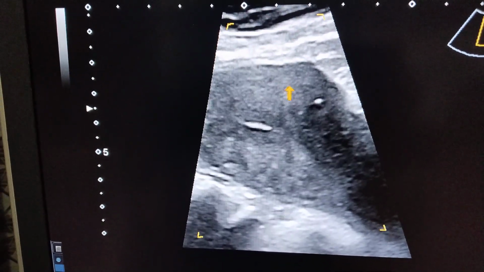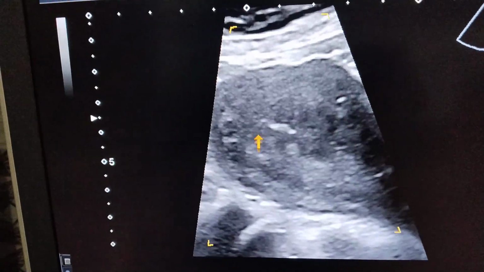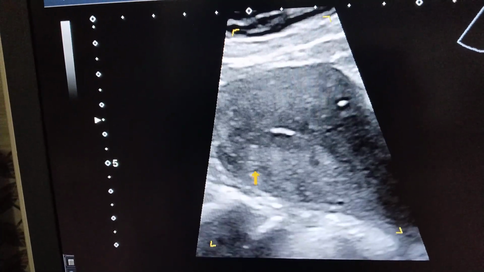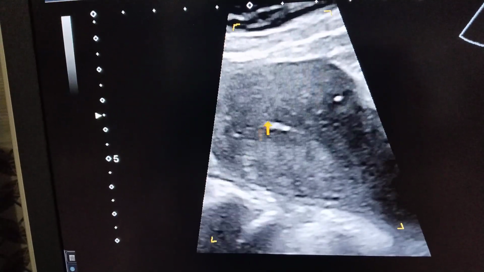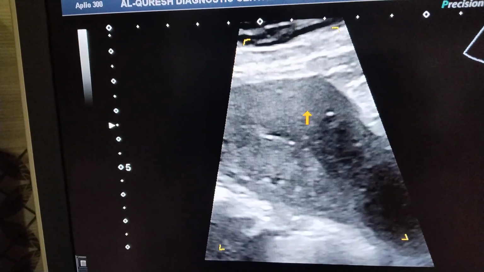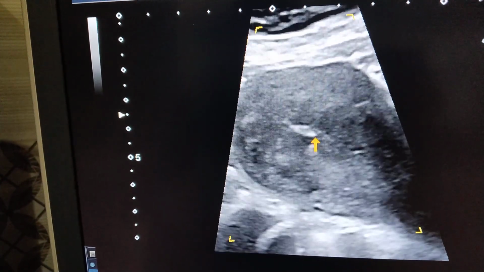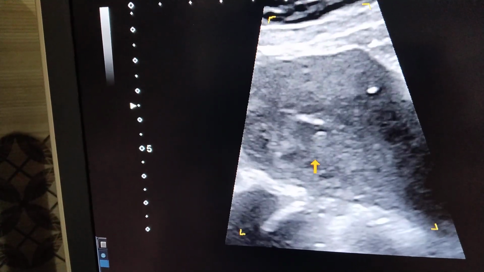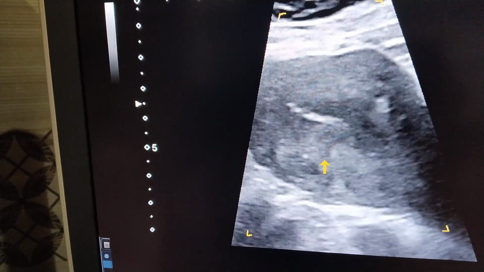and myometrium anterior and posterior is bulky. This is the endometrium, and here we can appreciate the echogenic foci scattered within the posterior as well as the anterior myometrium. So this is likely the case of adenomyosis of the uterus.